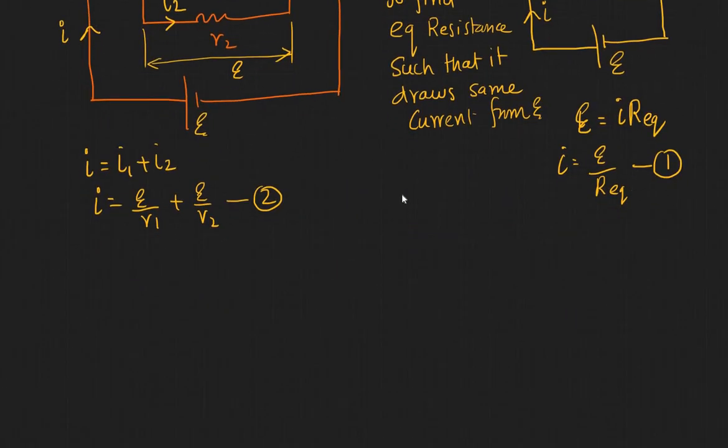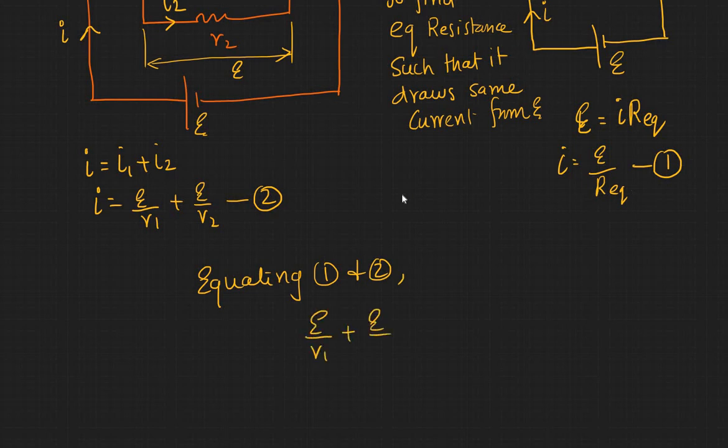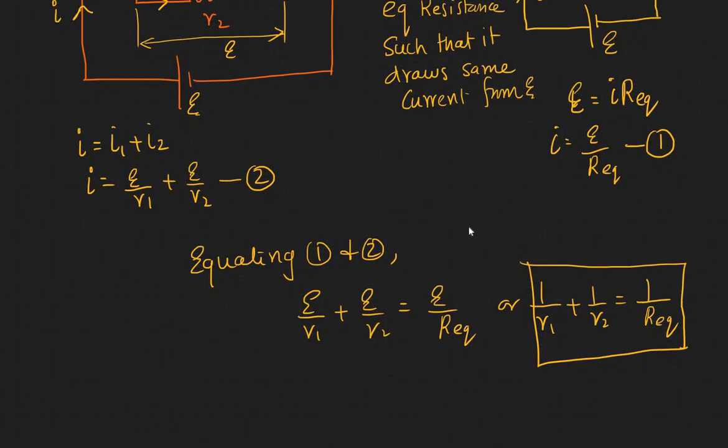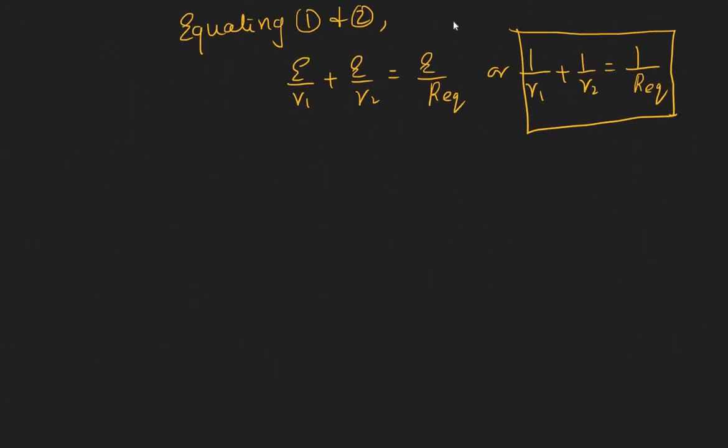Equating your first and second inference, we can say, equating 1 and 2, you have E by R1 plus E by R2 is E by R equivalent, or you can say, 1 by R1 plus 1 by R2 is 1 by R equivalent. Now this is how you find the equivalent resistance for parallel circuits. Now let's see how you can use this idea in a problem.